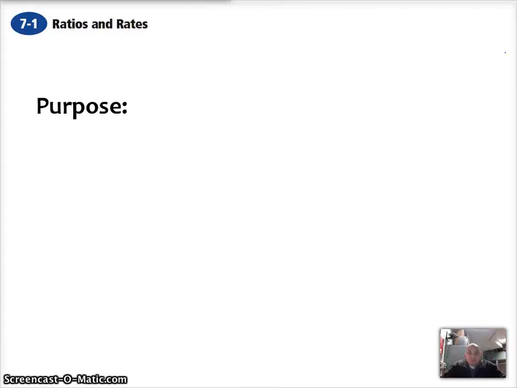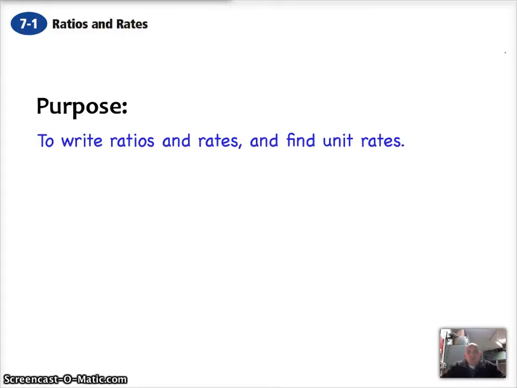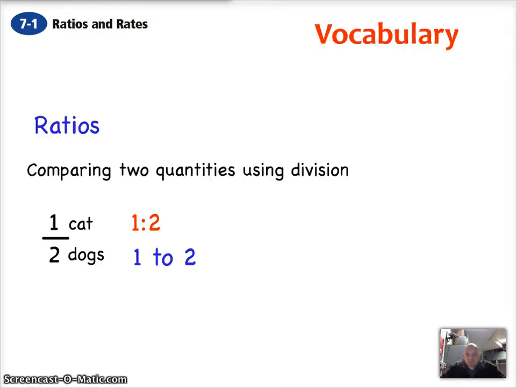Hi class, today's lesson is lesson 7-1. The purpose for today's lesson is to write ratios and rates and find unit rates. We have 4 vocabulary terms.